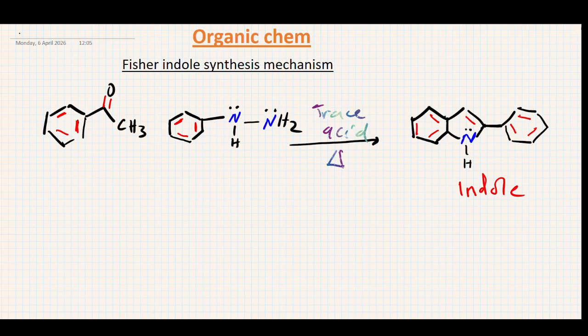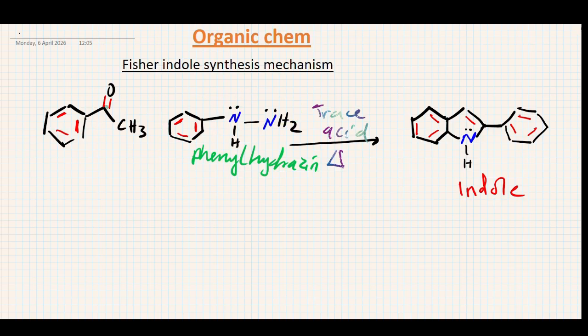So this mechanism always involves a compound having two nitrogens. In this case, you have this compound right here. It's not always going to have a benzene ring, but one of the reactants must have these two nitrogens present. So this is called the phenylhydrazine. In this case, we are given a phenyl. This is a phenylhydrazine.